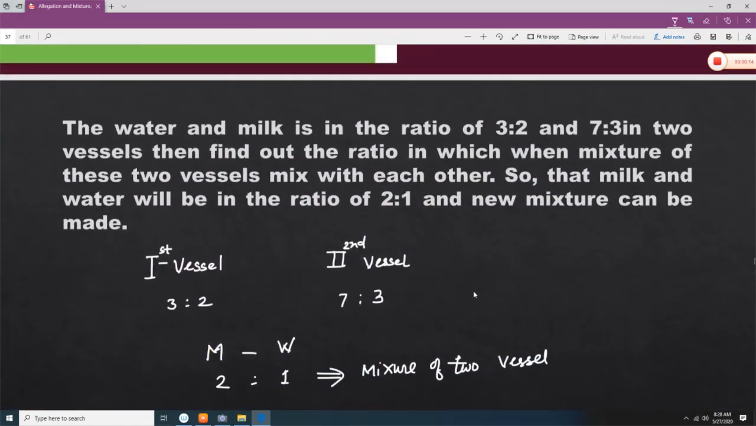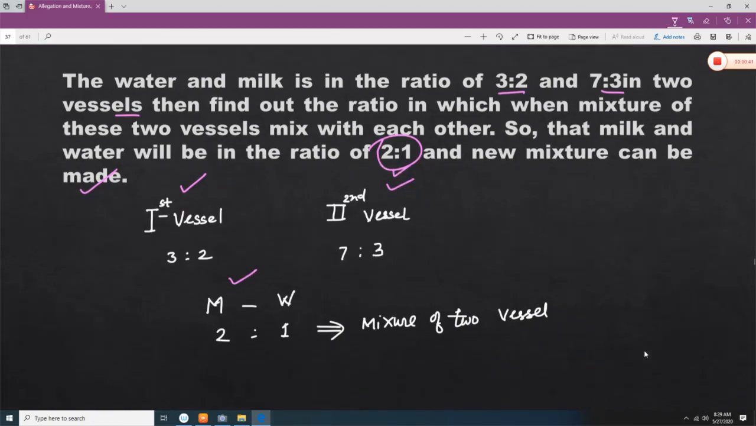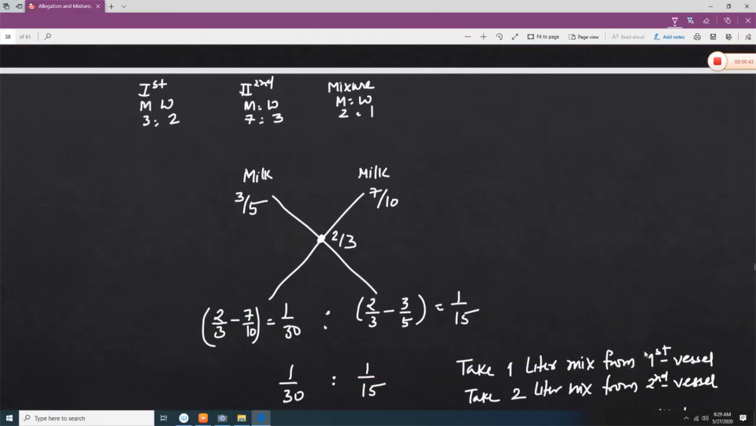The water and milk are in the ratio of 3:2 and 7:3 in two vessels. Find the ratio in which the mixtures of these two vessels must be mixed so that the milk and water will be in the ratio of 2:1 in the new mixture. So the old ratios in the first and second vessel are given, and the new ratio is also given. This is the target.